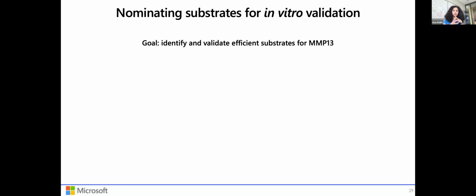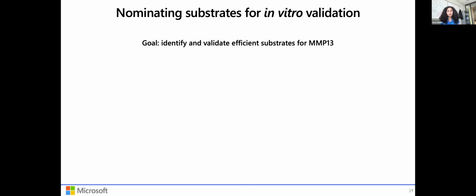And here we wanted to focus on a particular biological test case and a particular protease of interest to highlight the power of the CleaveNet approach to do this really focused design. And so first we said, okay, can we nominate substrates that would be efficiently cleaved by one particular MMP, MMP13?